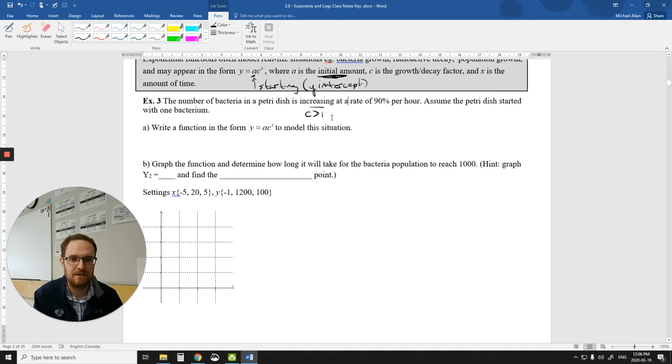You'll notice that we're running into the same problem we had before. All right. Remember 90% in decimal is 0.9. So my c value can't be 0.9 because that would be less than 1. It would be a decreasing graph. But since I'm increasing, I'm going to have to add the original 100% from before. So we have 100% plus the 90 on top of that. So this is actually going to end up being, with my c value, 1.9.